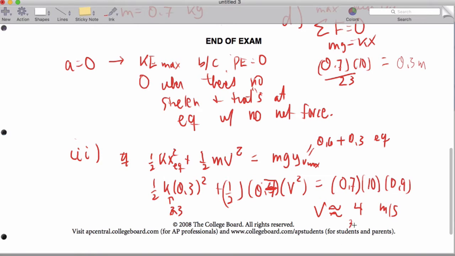You might get anything from 3.6 to 4.1. Okay. So that's how we get our speed. So that is our last question, a little bit of energy there. I wouldn't put something this challenging on the test, but I think it's good to practice Hooke's law.